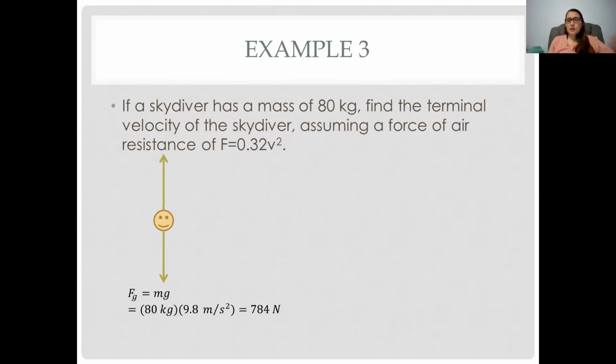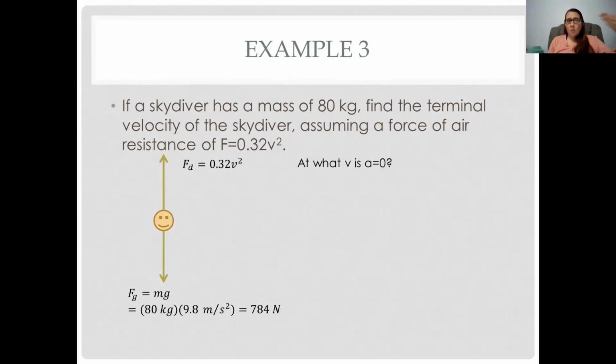Since we're dealing with a terminal velocity situation, that means the force of air resistance pushing up is exactly equal to the force of gravity pulling down. So we're given this equation to calculate the force of air resistance, or the force of drag, and that's 0.32 times v squared. If we remember that terminal velocity means net force is 0, these two forces are balanced, that's going to help us figure out what that terminal velocity, v, is going to be.